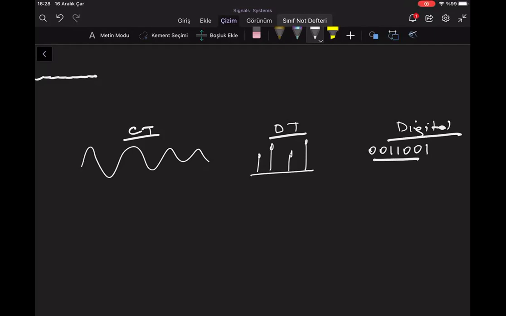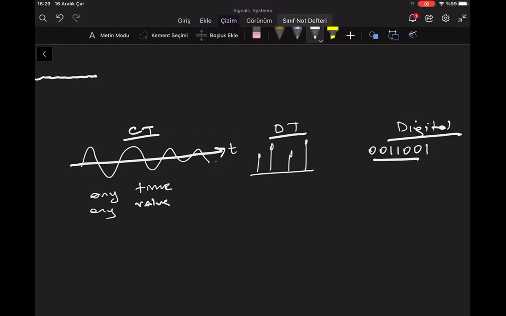Now look, continuous time means any time, any value. What do you understand? Any time, any value. What do you understand from this, friends? Nurefşan? What do you understand from any time, any value? It is like infinite time. There is no restriction about it. And it can be any value. So infinite time, what do you mean by infinite value? Like because it goes to infinity, that's why you are saying that?